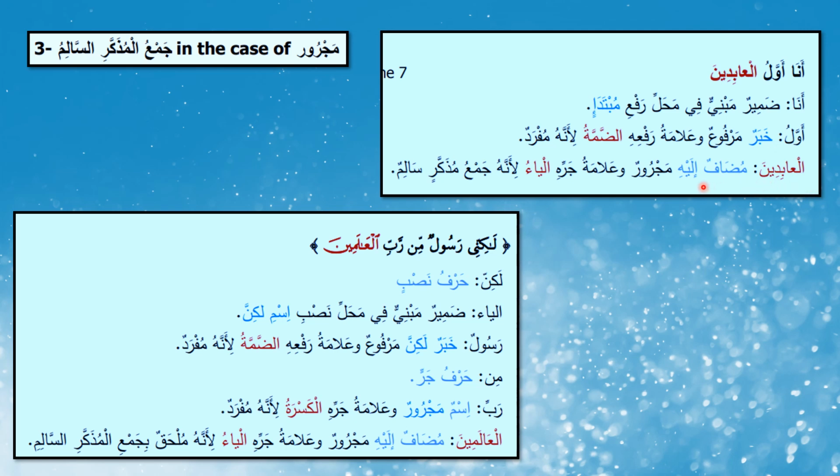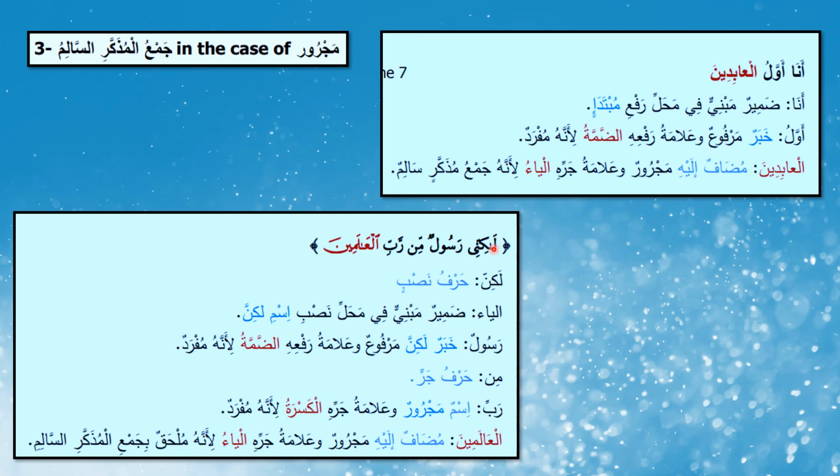Al-abidin mudaf ilayhi majrurun wa alamatu jarrihi. What is the alama? The ya. The ya tells you that it's a jama muzakkar and it's in majroor case. So you can differentiate between the mansoob and majroor case by checking the position in the sentence.